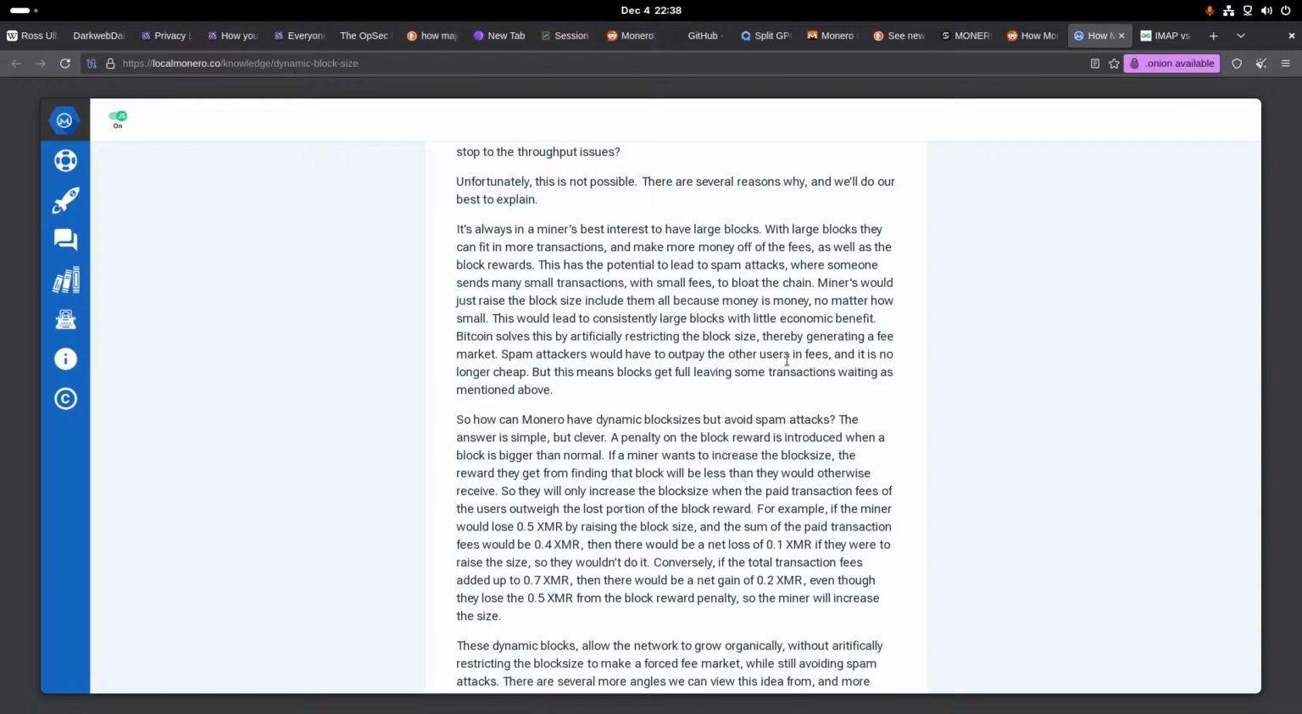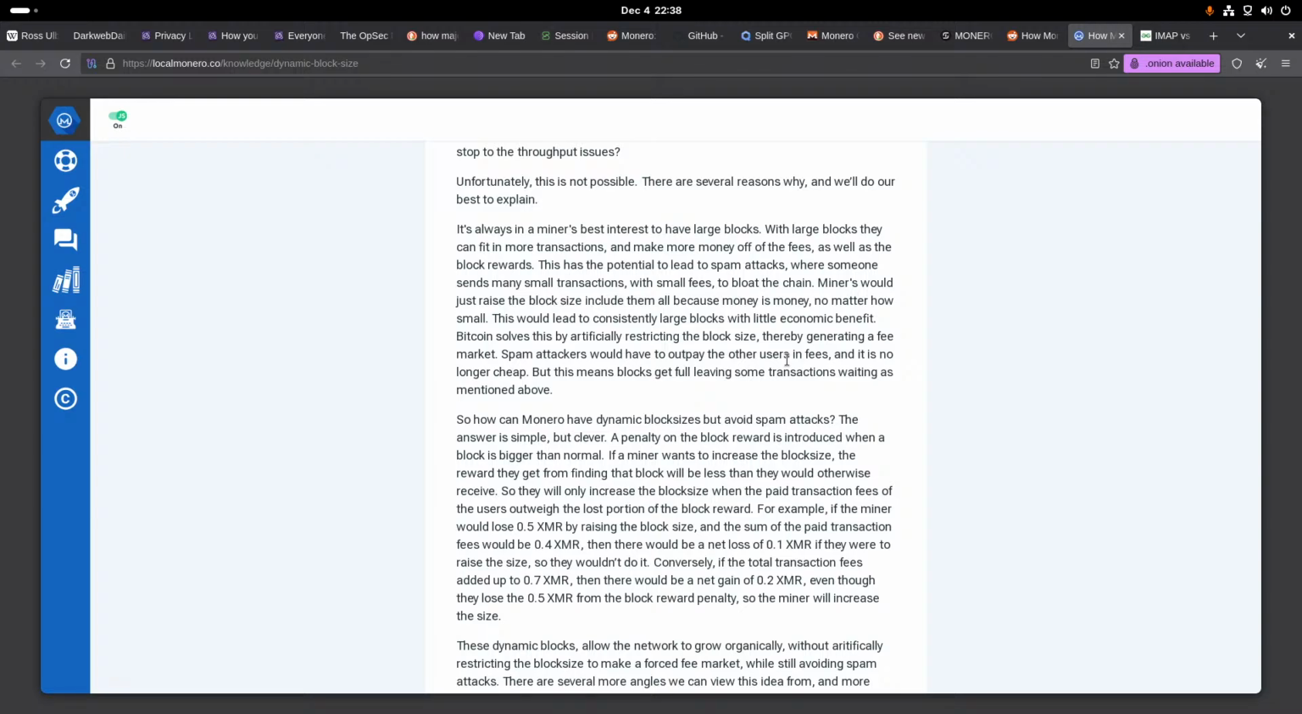So how can Monero have a dynamic block size and avoid spam attacks? The answer is simple but clever. A penalty on the block reward is introduced when a block is bigger than normal. If a miner wants to increase the block size, the reward they get from finding that block will be less than they would otherwise receive. So they will only increase the block size when the paid transaction fees of users outweigh the lost portion of the block reward.